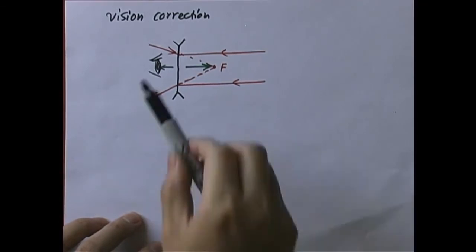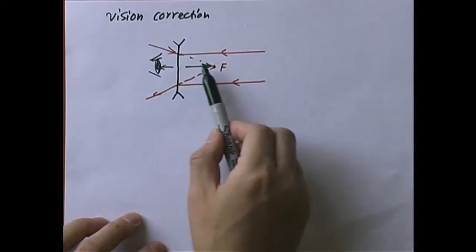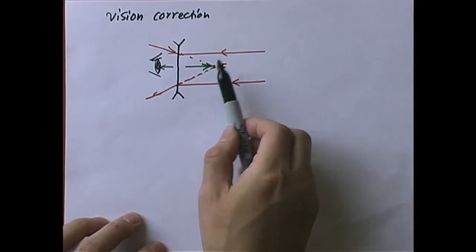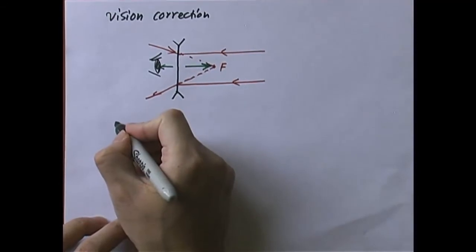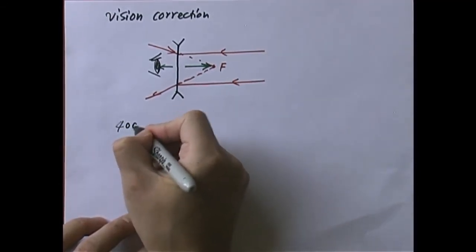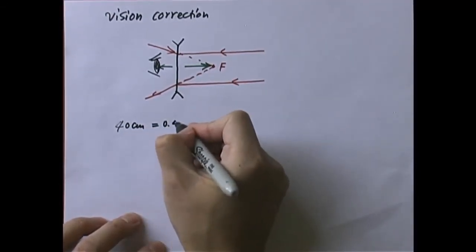So suppose that distance, the distance that you can see clearly in front of you without glasses, is, let's say, 40 centimeters, or 0.4 meters.